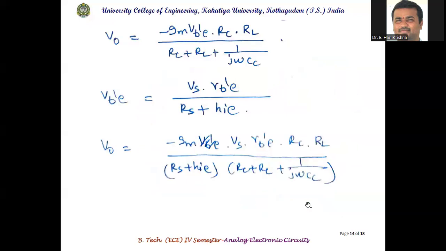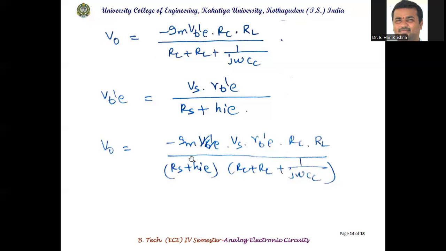Next, the output side equation. V naught is equal to minus Gm Vb' RC multiplied by RL divided by RC plus RL plus 1 by j omega Cc. This is the voltage source divided by the total resistance, to get the output voltage across the load resistor, current multiplied by load resistor. From the input side analysis, we have done it a good number of times. Directly we have taken Vb' is equal to Vs into Rb'E by Rs plus Hie. Substituting this into this equation, V naught is equal to minus Gm, in place of Vb', we are substituting this, minus Gm Vs Rb'E Rc RL divided by Rs plus Hie multiplied by Rc plus RL plus 1 by j omega Cc.